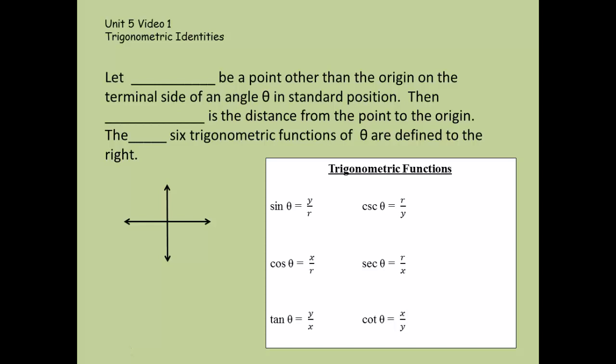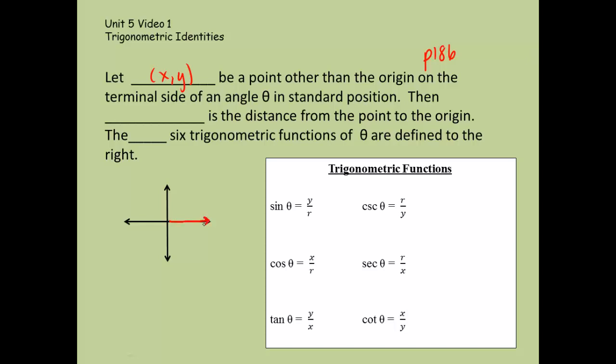This explanation can be found on page 186. I just took it straight from the book, and we're going to fill it in first, and that will help us draw our picture and identify our trigonometric functions. So we're going to let (x, y) be a point other than the origin on the terminal side of an angle theta in standard position.